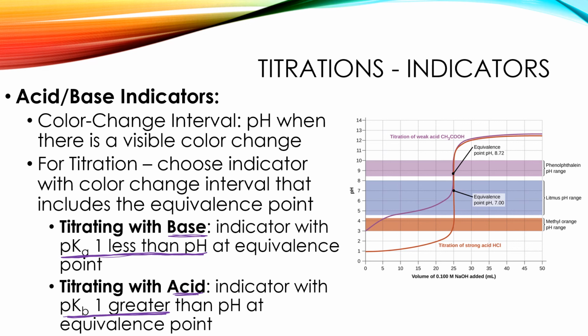So in this example, we see the phenolphthalein changes around 8.7, so that's going to be good for when we have a pH that's greater than 7 at the equivalence point. Litmus is in the middle range, so if the pH is 7 at the equivalence point, and then methyl orange changes at an acidic pH, so that's the one we would want to use if we're titrating a weak base with a strong acid.